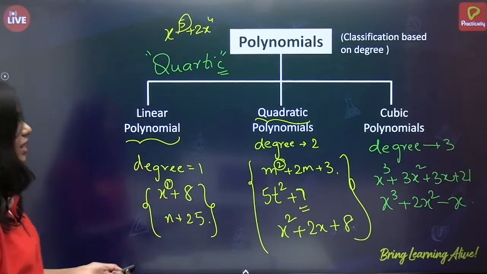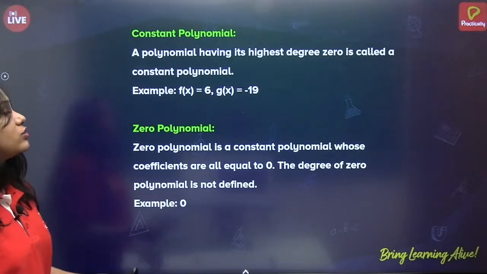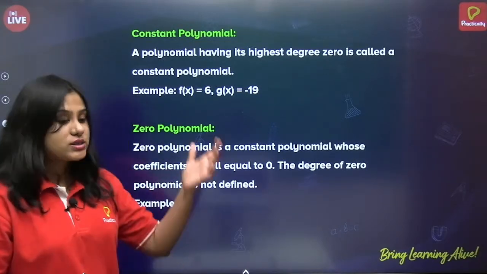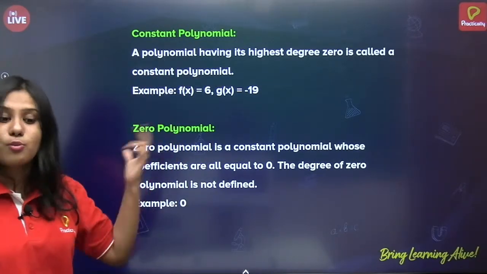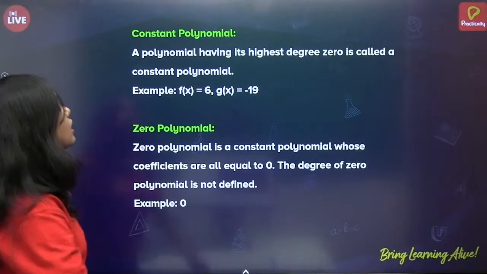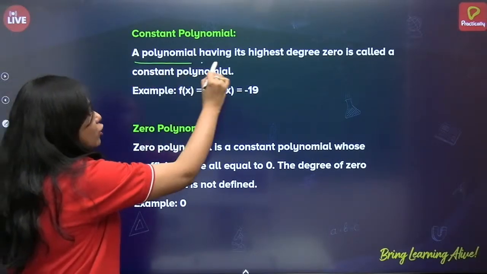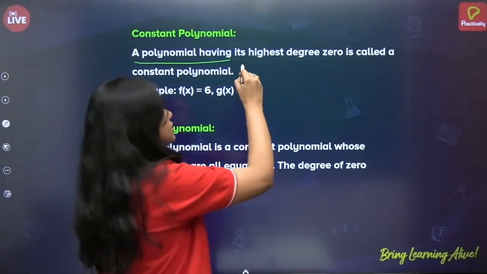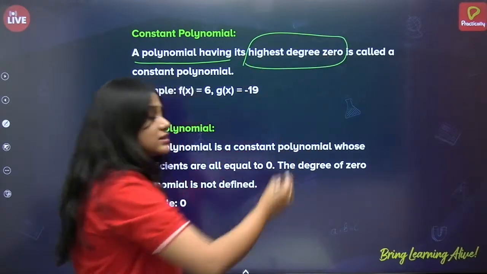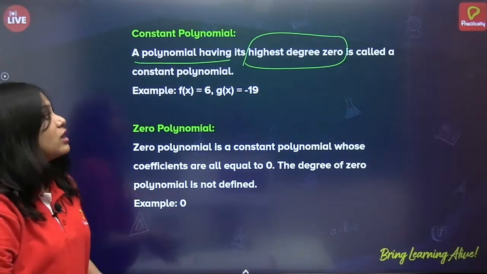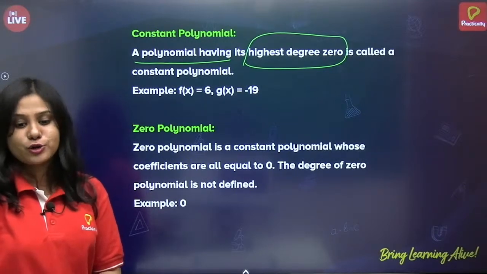Good. Now, there is also something called a constant polynomial and also a zero polynomial. What is a constant polynomial? A polynomial having its highest degree 0 is called a constant polynomial.